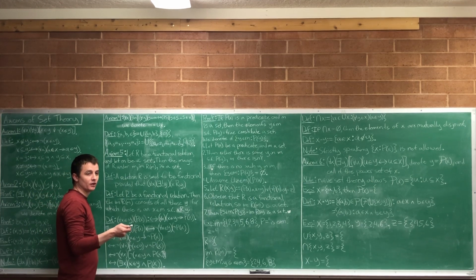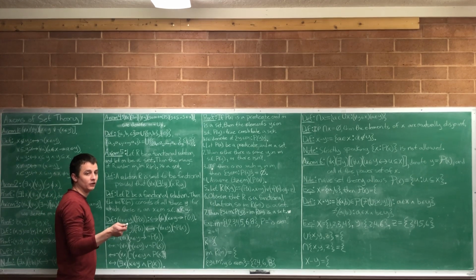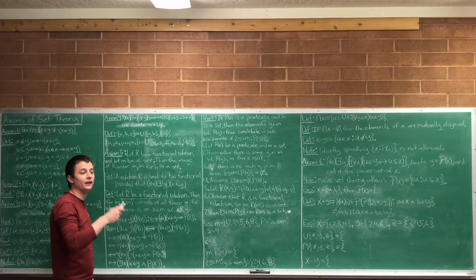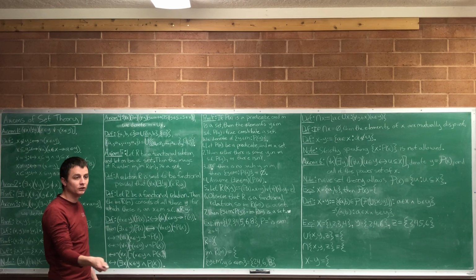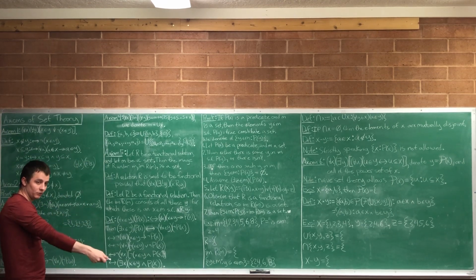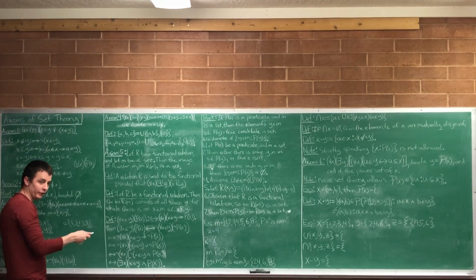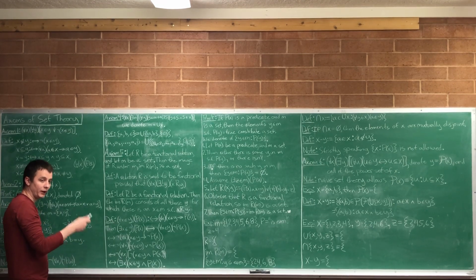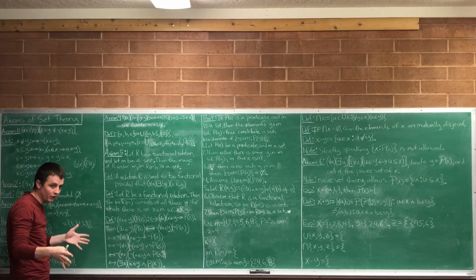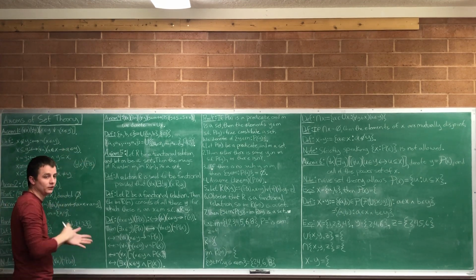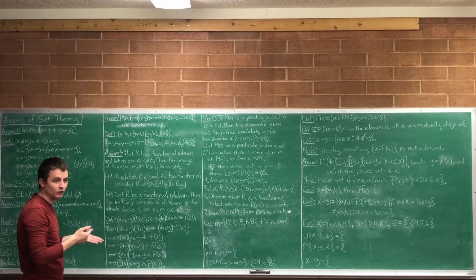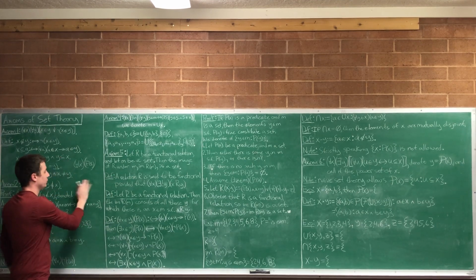A predicate is something that takes a variable and evaluates to a proposition. We called it a propositional valued function. A predicate takes a variable and spits out a proposition, or it takes two variables and spits out a proposition, or three, it doesn't matter. It takes some number of variables and spits out a proposition. Right? What's an example of a predicate?